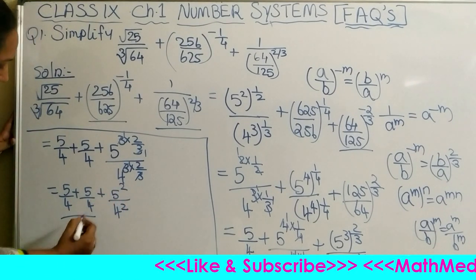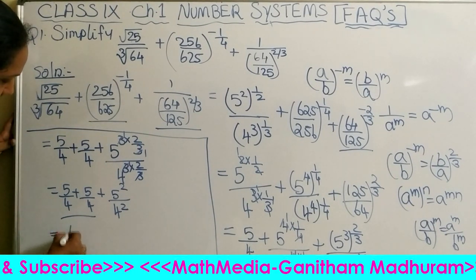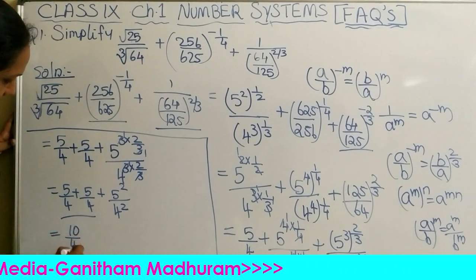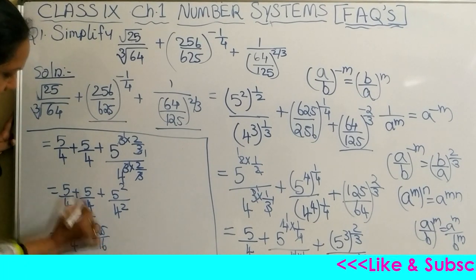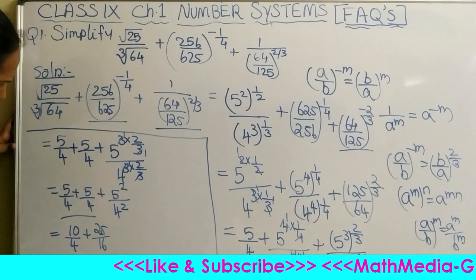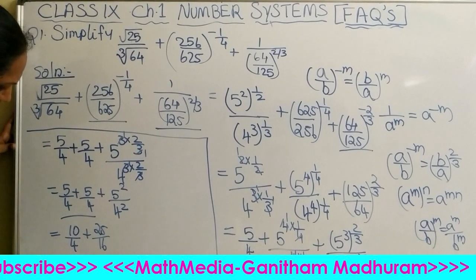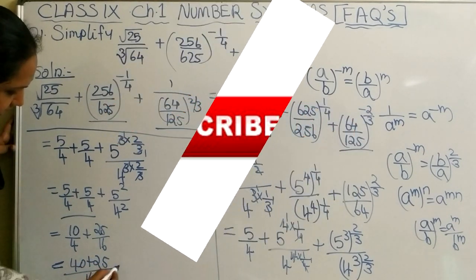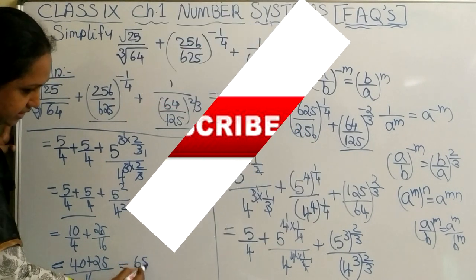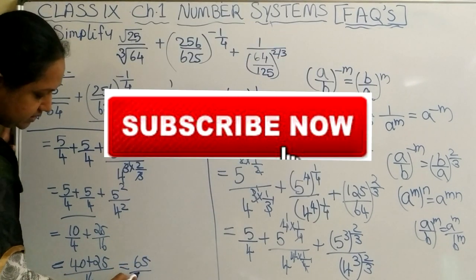If we add these two terms, we get 10 upon 4 plus 25 upon 16. LCM is 16. So we get (40 plus 25) divided by 16 equal to 65 upon 16.